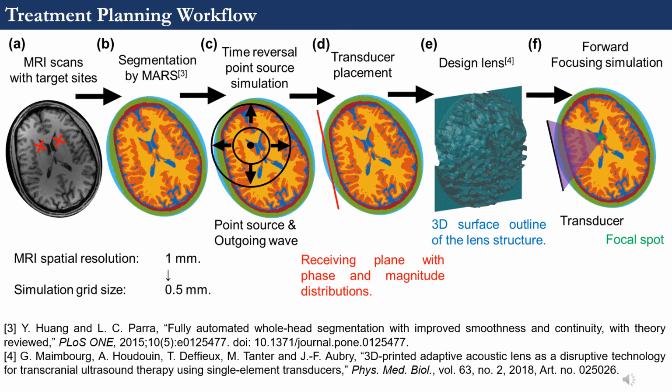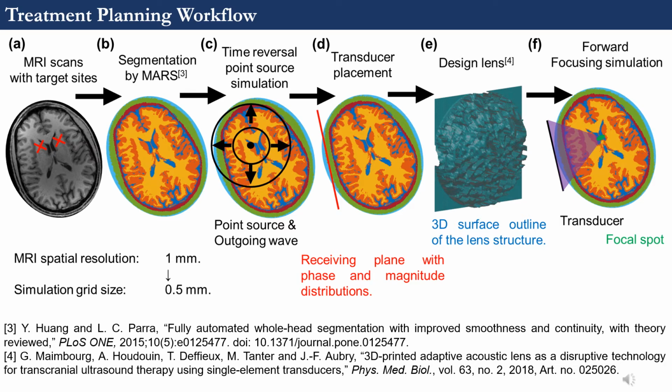Here, the workflow of the simulation procedure is shown. The MRI is segmented into air, skin, skull, CSF, gray and white matters. The segmented data is upsampled from the resolution of 1 mm of the MRI to 0.5 mm grid size of the simulation. This grid size used in simulation is determined through an analysis balancing between the computational cost and the accuracy of the acoustic simulation result.